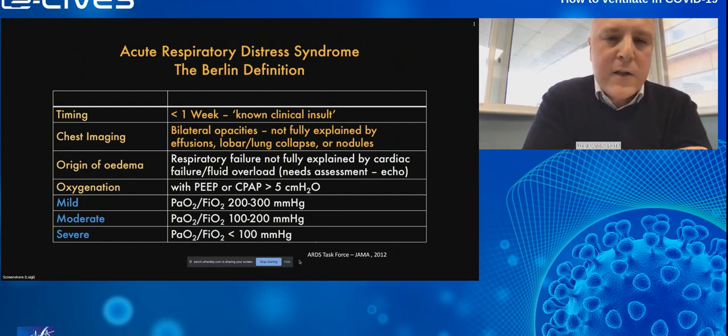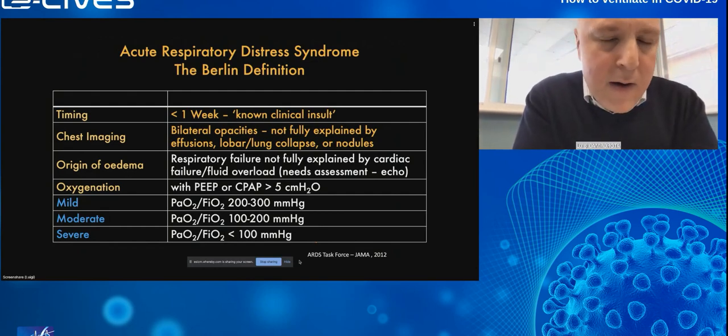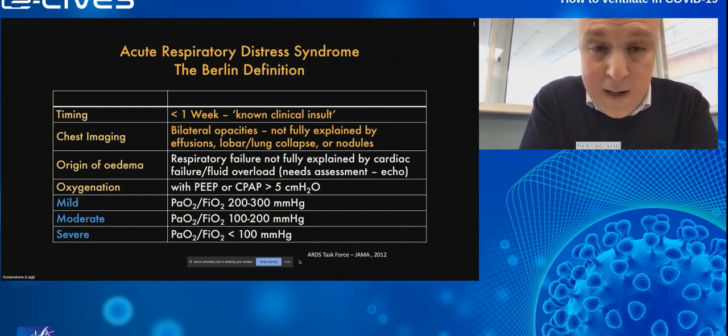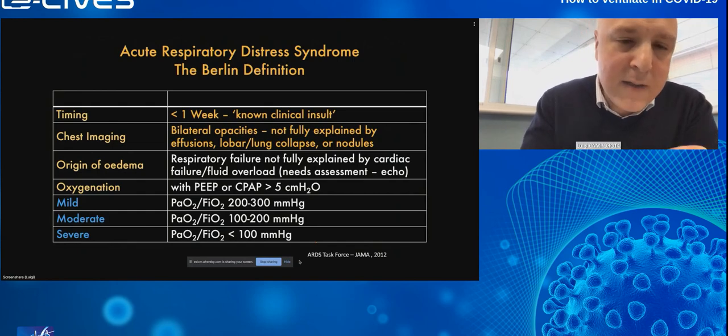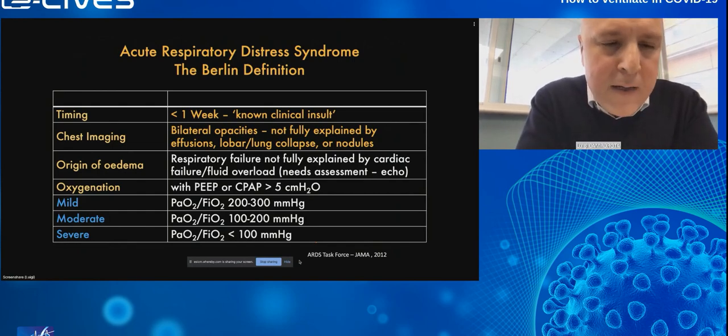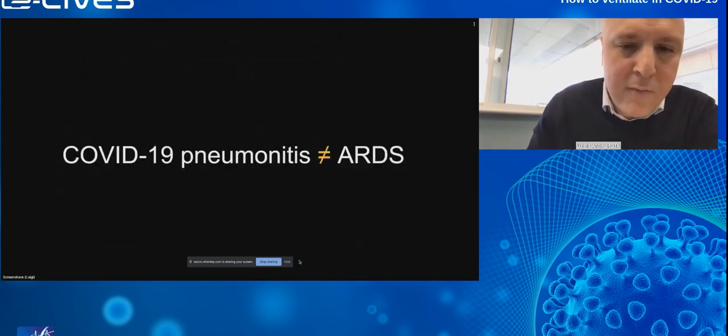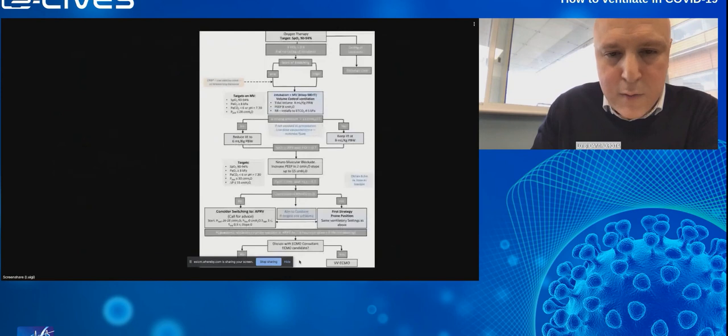So when you compare it with the classical definition of ARDS, you can see that COVID-19 actually doesn't fit strictly all the criteria of the Berlin definition. It doesn't fit the timing very well. Some of these patients present quite late. It doesn't fit the chest imaging, at least for the phenotype L, which is the majority of COVID-19 at presentation, and you can see the oxygenation criteria remain relevant. So the first point is COVID-19 pneumonitis might not be similar or equal to ARDS.